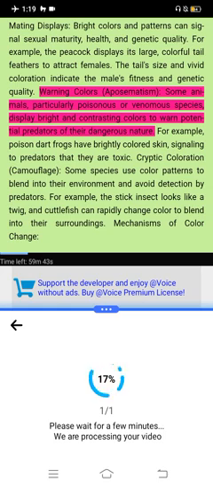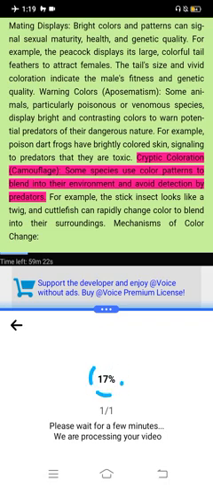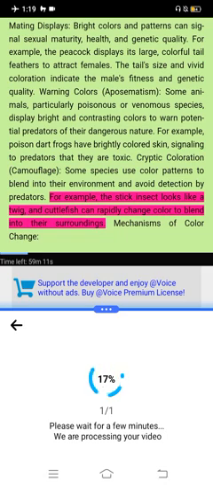Warning colors, or aposematism. Some animals, particularly poisonous or venomous species, display bright and contrasting colors to warn potential predators of their dangerous nature. For example, poison dart frogs have brightly colored skin, signaling to predators that they are toxic. Cryptic coloration, or camouflage. Some species use color patterns to blend into their environment and avoid detection by predators. For example, the stick insect looks like a twig, and cuttlefish can rapidly change color to blend into their surroundings.